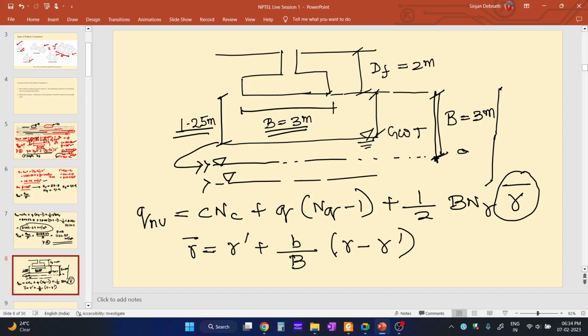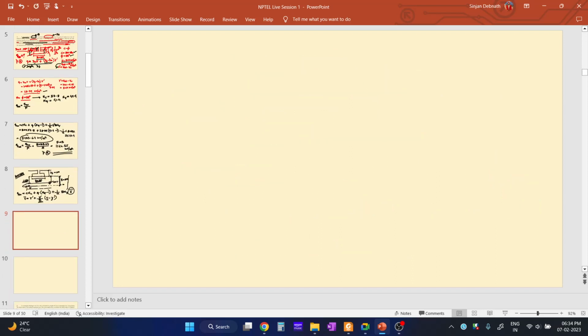The small b is the depth of the groundwater table from the base of the foundation. So b is equal to 1.25 meter. We know b, we know B, the breadth of the foundation, we know gamma, and we also know gamma submerged. I am writing gamma dash over here.